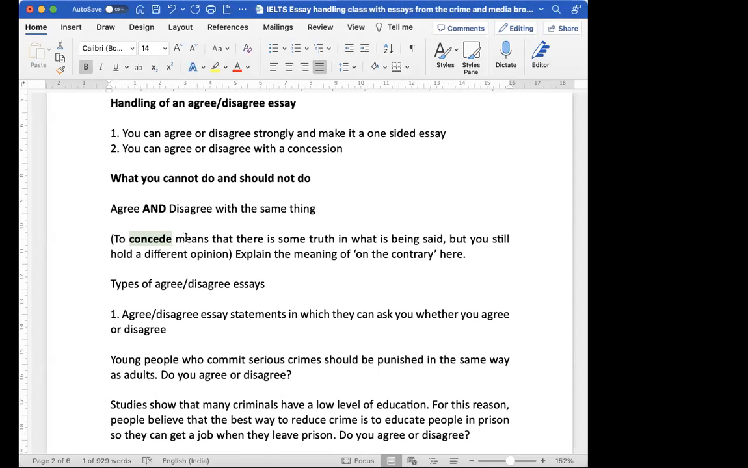So Kiran ma'am is a good teacher. Do you agree or disagree? You have agreed she's a good teacher, but the concession is there are a couple of points where she can improve yet. That's a concession. You are not saying she's a bad teacher, right? There's one thing.